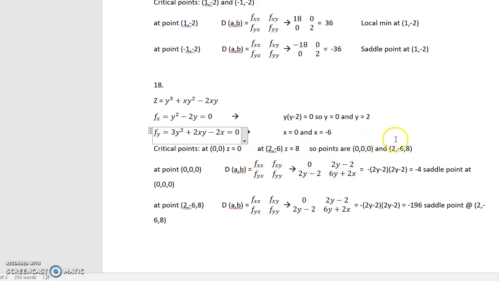So to find the z value, we plug our points back into the z function. So at (0, 0), z is also 0. So we have this one. And at (2, -6), we get 8. So then we have (2, -6, 8).